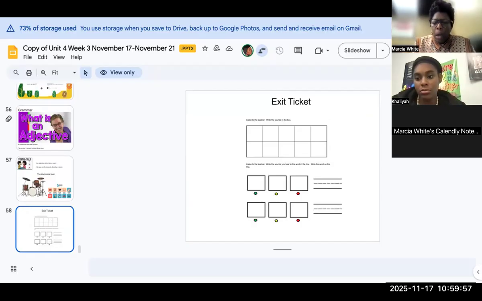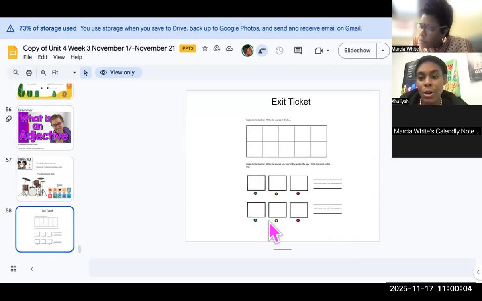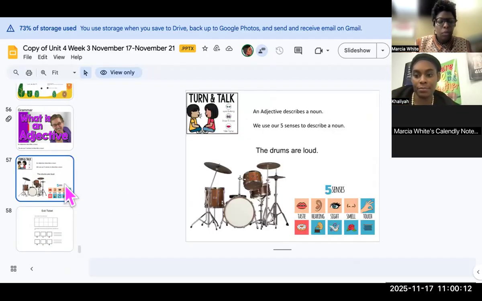Okay. And what's going on here? What happens at the bottom? That is for the CVC. I would say a word and I want them to write the beginning, the middle, and the ending sound and then write it correctly on the line.